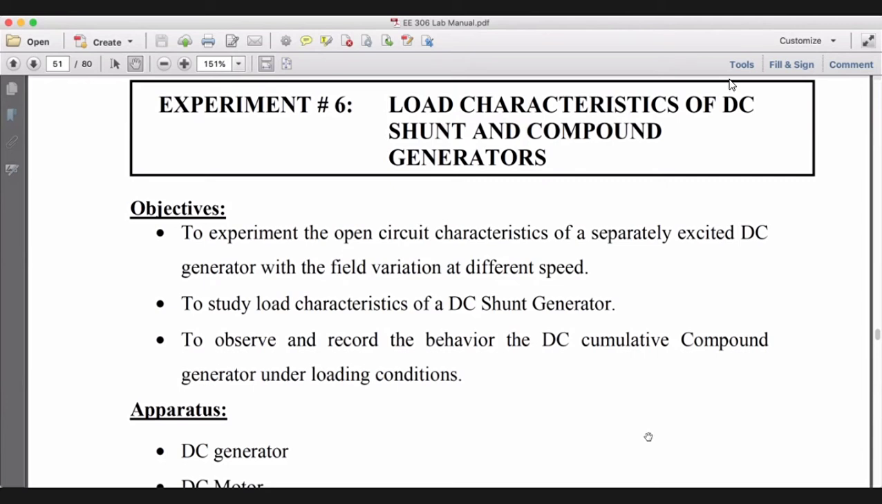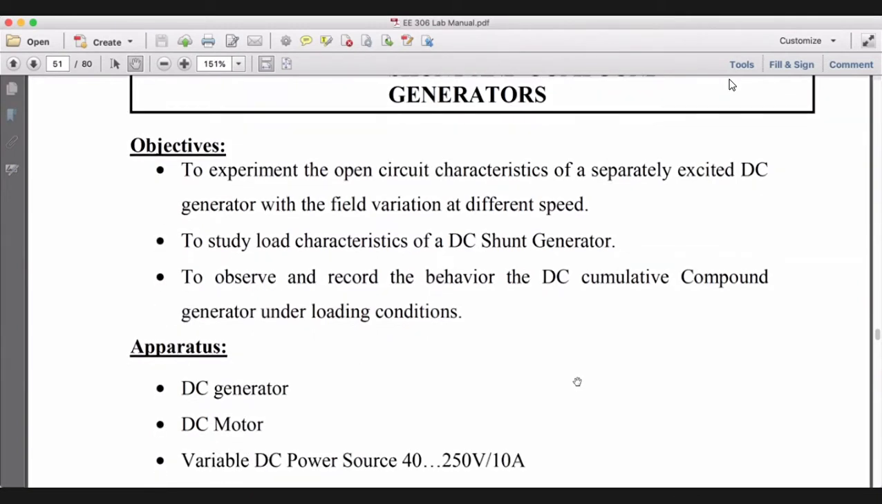Discuss the characteristics of DC generators, which is the shunt generator and also the compound generators. We have discussed yesterday about the shunt generator. And you know what a generator is and what the load characteristics are. Load characteristics means something at the load side, something at the terminal side.